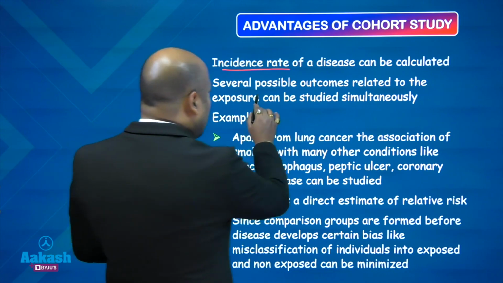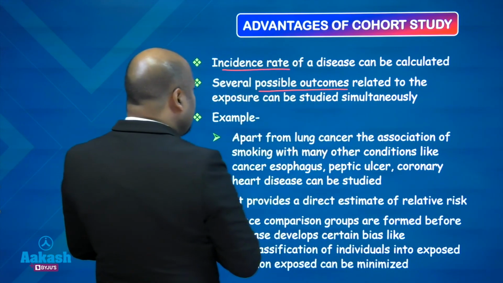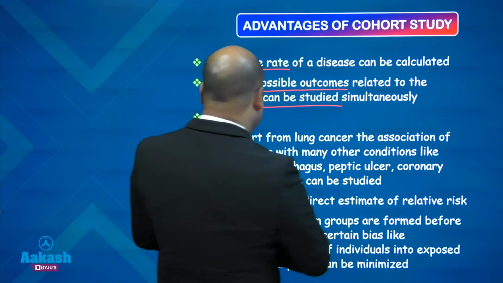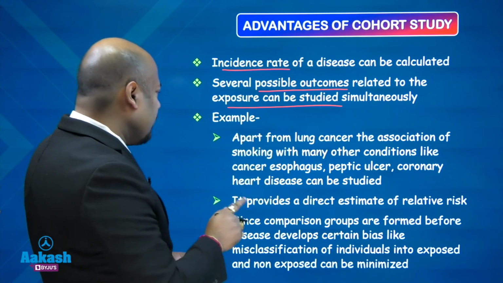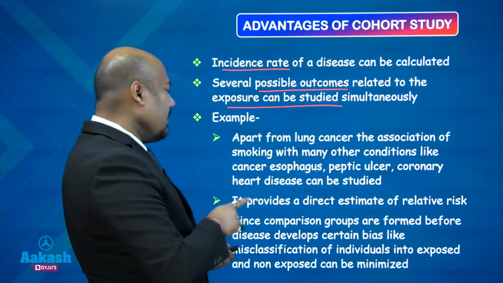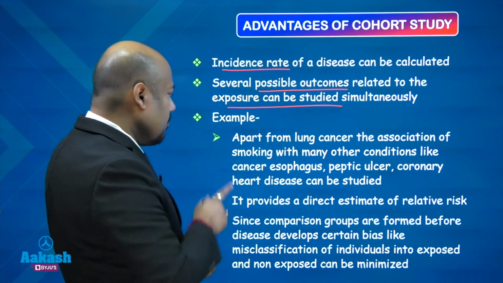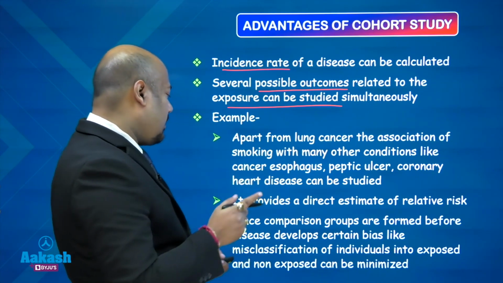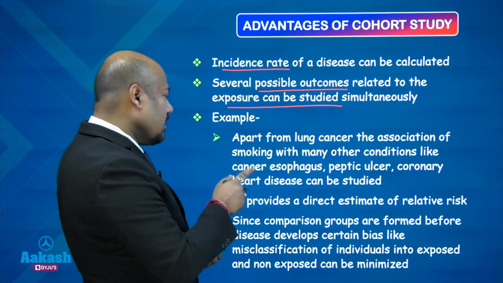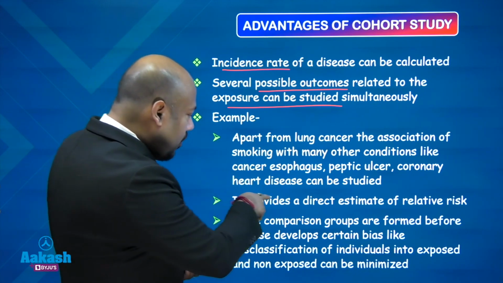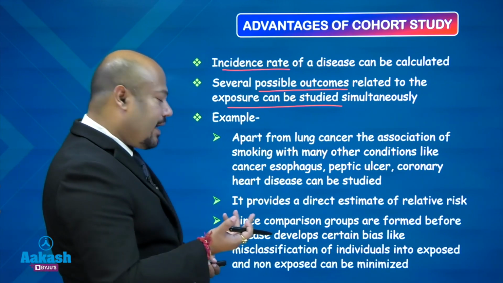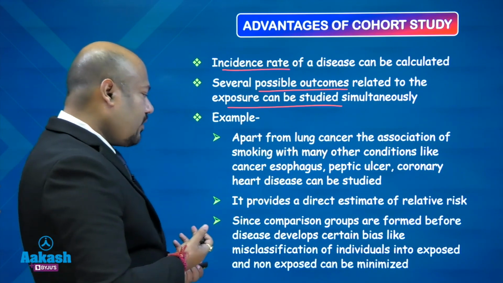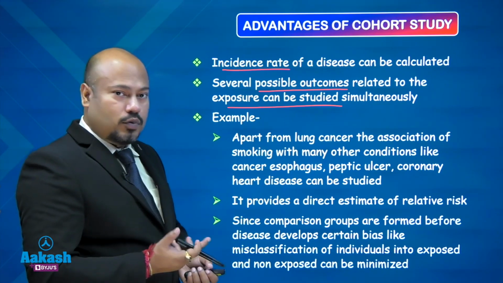So several other possible outcomes related to the exposure can be studied simultaneously. For example, apart from lung cancer, the association of smoking with many other conditions like cancer of the esophagus, peptic ulcer, and coronary heart disease can be studied. It provides a direct estimate of the relative risk, and since comparison groups are formed before disease develops, certain bias like misclassification of the individuals into exposed and non-exposed groups won't occur.